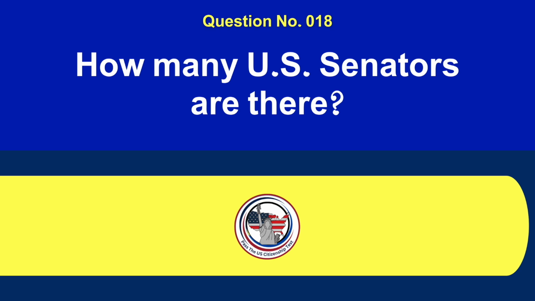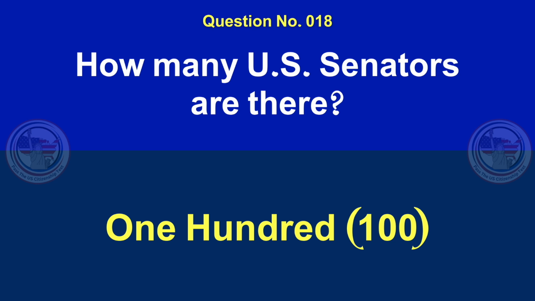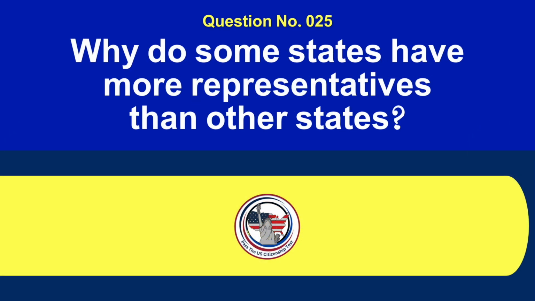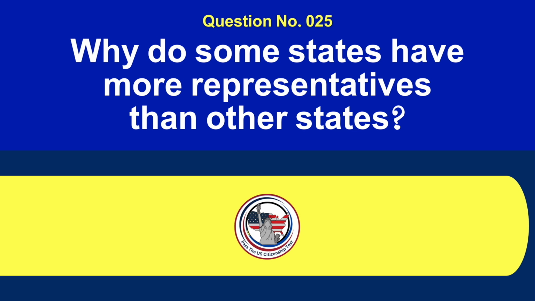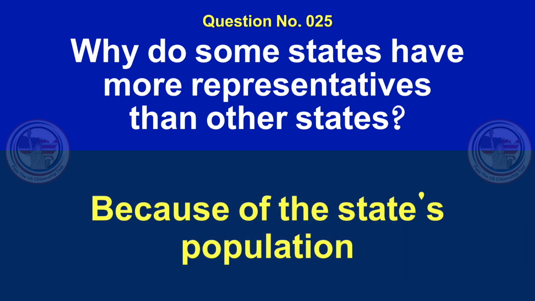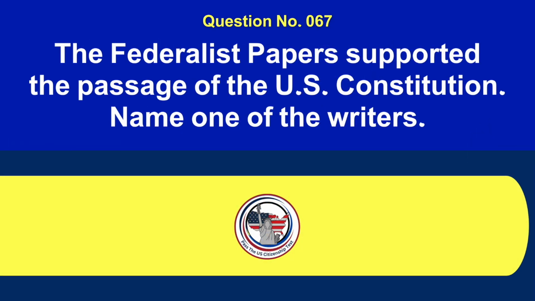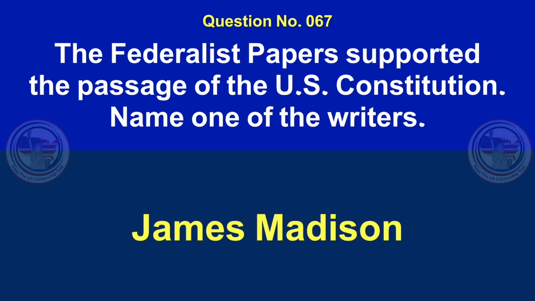How many U.S. senators are there? 100. Why do some states have more representatives than other states? Because of the state's population. The Federalist Papers supported the passage of the U.S. Constitution. Name one of the writers. James Madison.